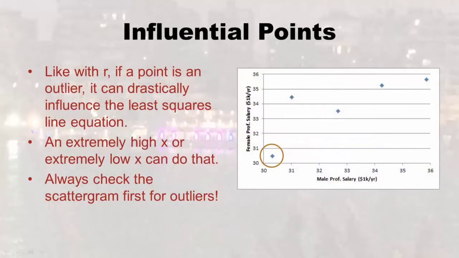Now I also want to recall for you this concept of influential points. Like with R, if a point is an outlier, and remember we should have done a scatter plot before we got to this point, because we need R and all those sums of x's and sums of y's, it can really drastically influence the least squares line equation, just like it can screw up R. An extremely high x or an extremely low x can do this, and I was pointing out a culprit we have here on the scatter plot. So always check your scattergram first for outliers, because you could end up making a least squares line with a bunch of outliers whacking it out.